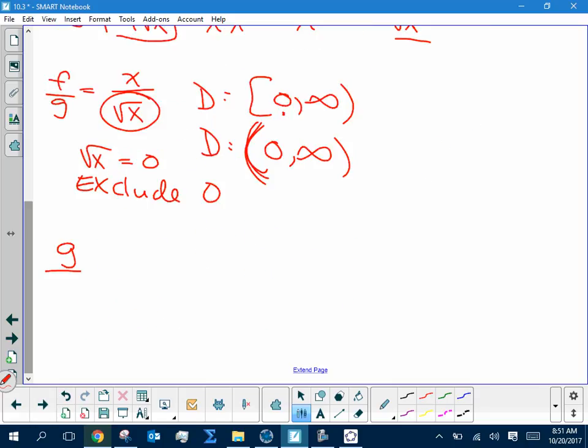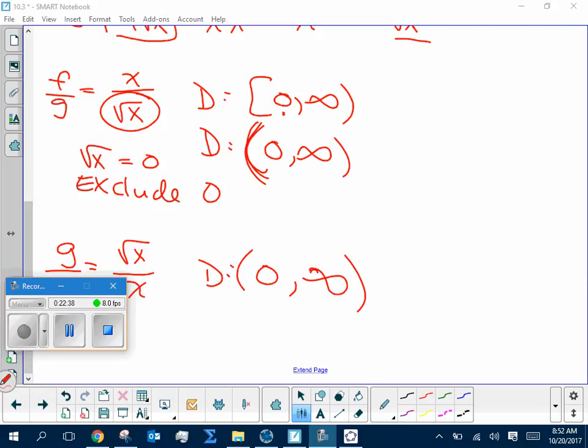If I go g over f, that becomes root x over x. And its domain, again, 0 to infinity. But what can the denominator now not be? 0. That one's maybe a little bit easier to evaluate because of that function. But for the same reason, we exclude 0. All right, I want to stop right there with the homework for today because I do want to talk about the domains.